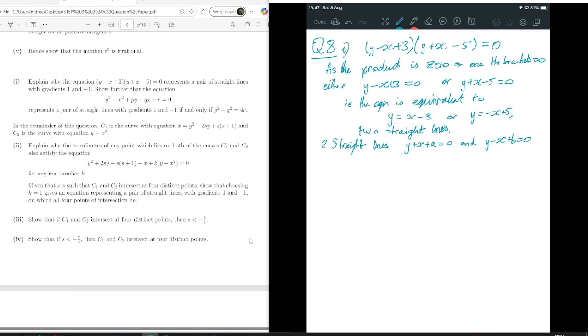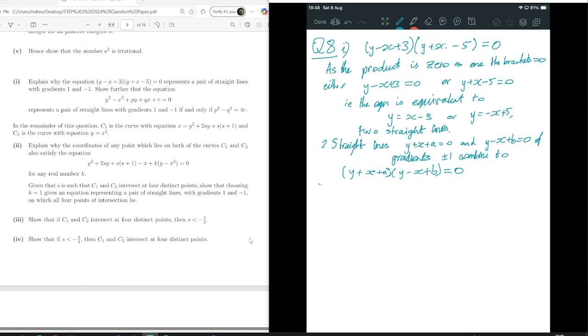Not convinced this is the best way to tackle this part of the question. Two straight lines of gradients plus or minus 1 combine to, so our combined equation is as so, and you can see this is near identical to the first part, but I now don't know what the plus 3 and the minus 5 are.